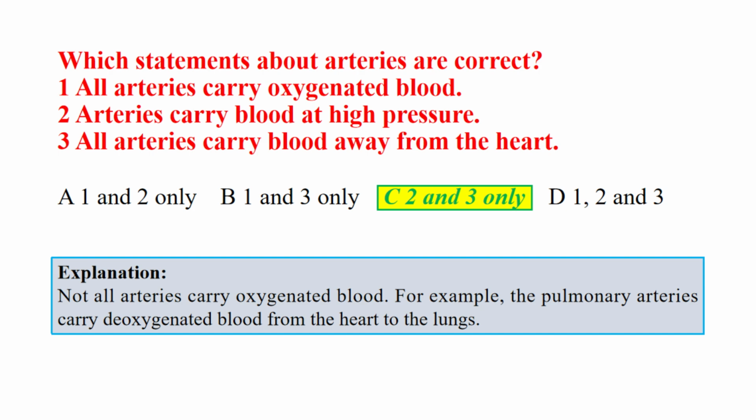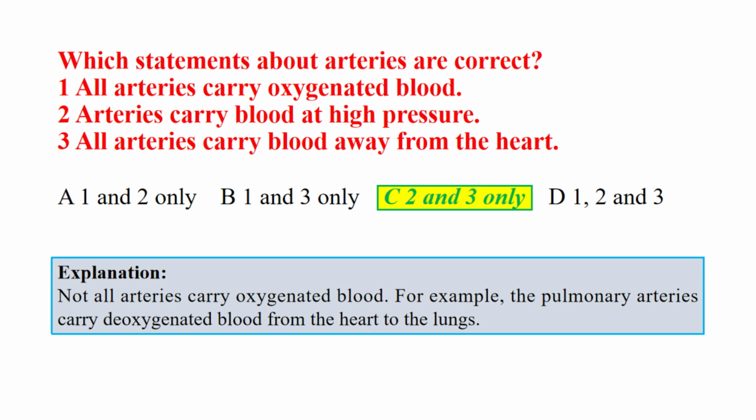Here's why. First, let's address statement 1. It's not entirely accurate to say that all arteries carry oxygenated blood. In fact, the pulmonary arteries are a key exception, they carry deoxygenated blood from the heart to the lungs. Moving on to statement 2, this one is correct. Arteries indeed carry blood at high pressure. This is due to the force with which the heart pumps blood into them, and their thick, elastic walls are designed to handle that pressure.